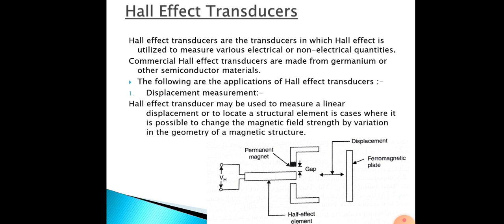So the field strength produced in the gap due to the permanent magnets is changed by changing the position. The field strength will change when the ferromagnet plate is moved. Due to that, the voltage output also will be changing. In this manner your Hall effect transducer will be working.